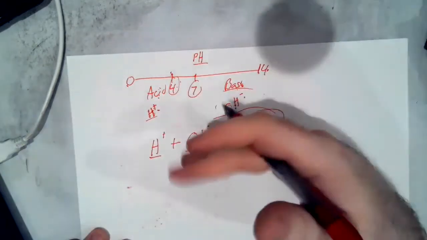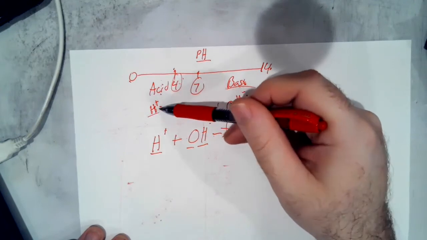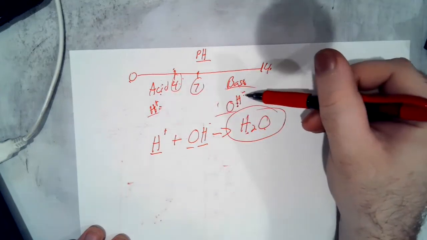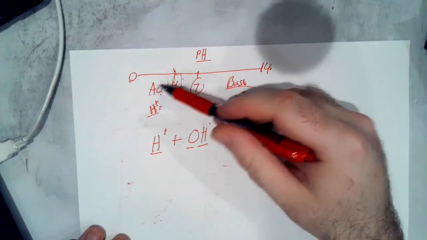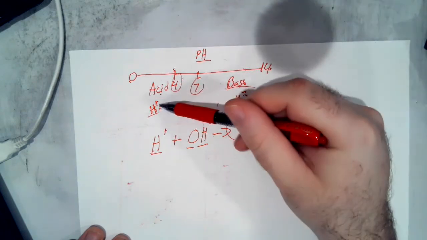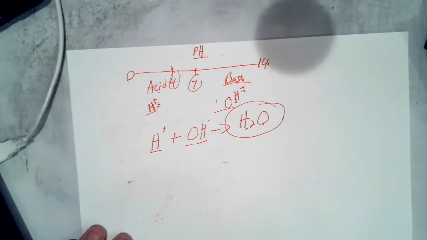So just to review really quick, the more acidic you are, the more hydrogen atoms or ions you have. The more basic you are, the more hydroxide atoms you have. The more acidic you are, the less hydroxide you have. The more basic you are, the less hydrogen you have. Make sure to repeat that over and over again.